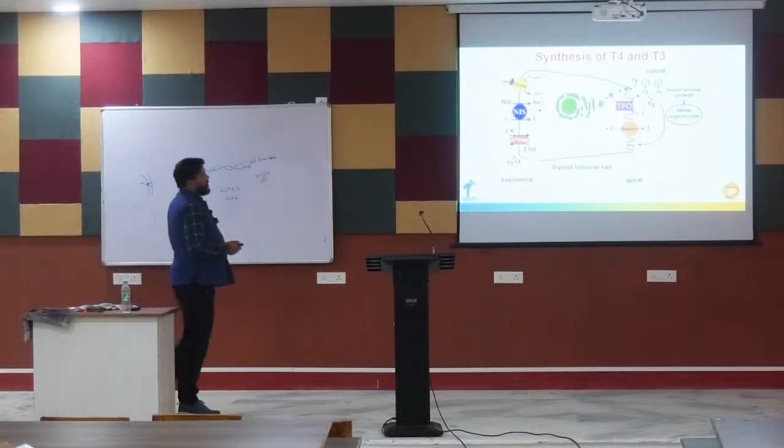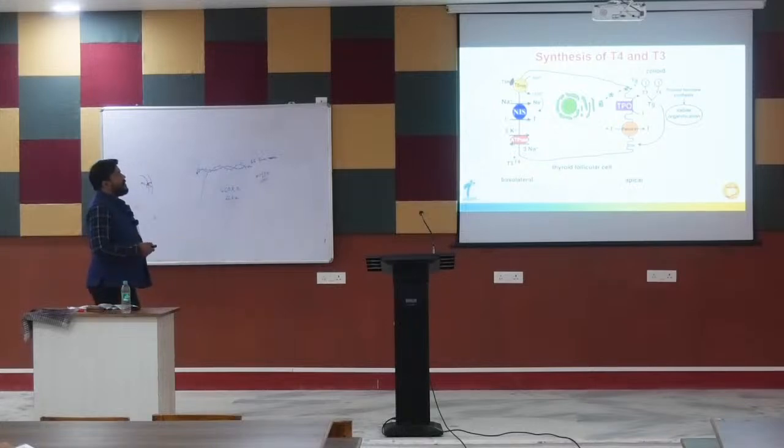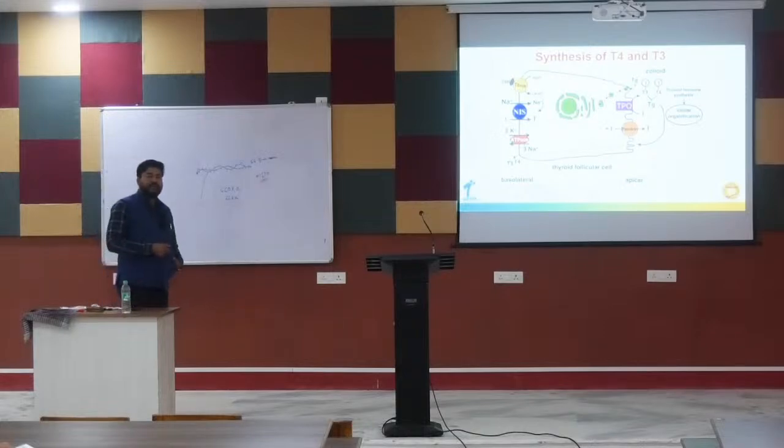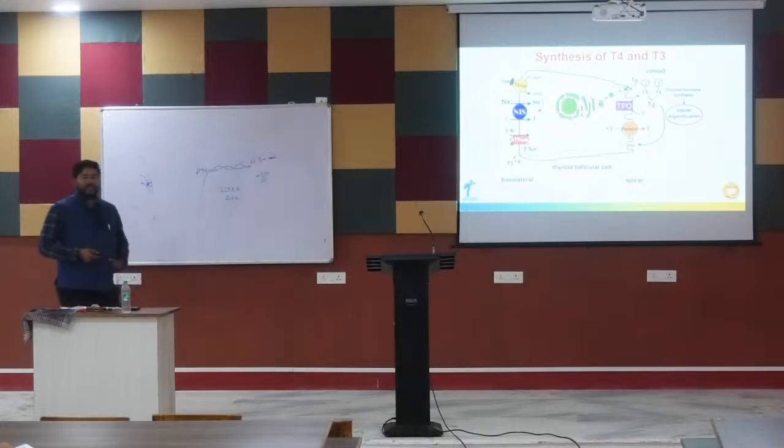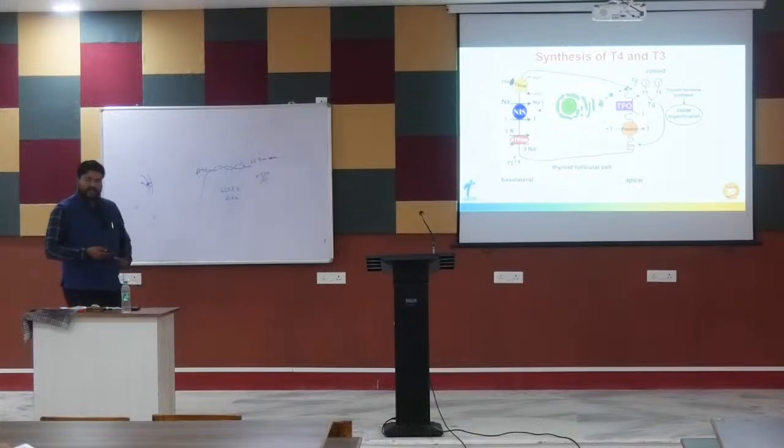So now this iodide is oxidized to iodine molecule with the help of thyroid peroxidase. Then it is attached to the tyrosine residue in the thyroglobulin and forms T3 and T4. Okay. There are some other processes like conjugation, coupling: MIT plus DIT is T3, DIT plus DIT is T4. Okay. What is this?